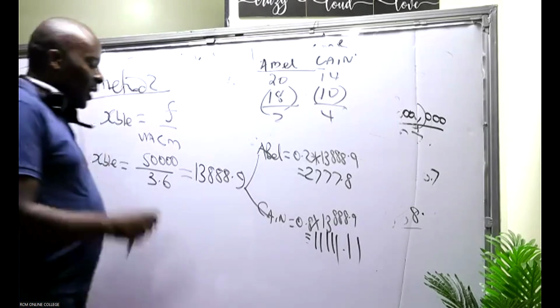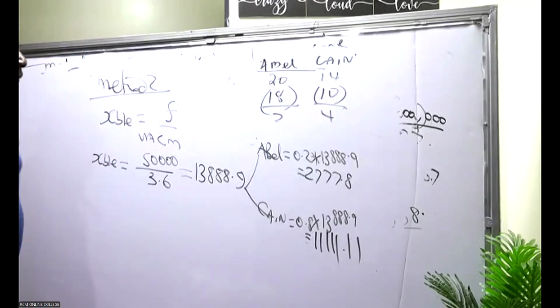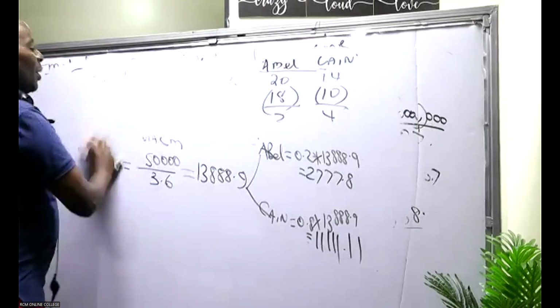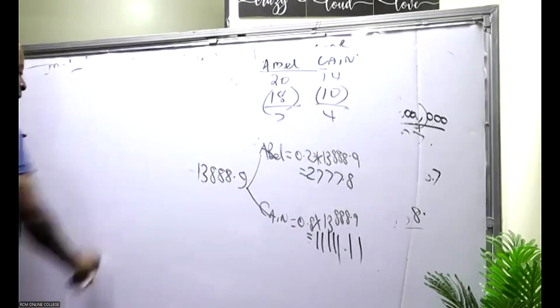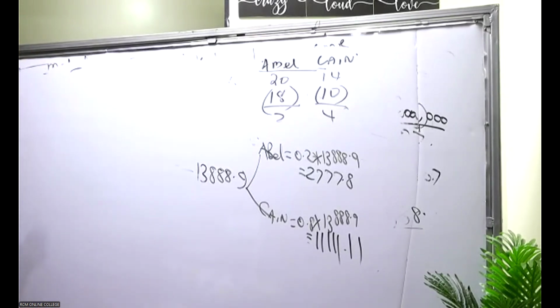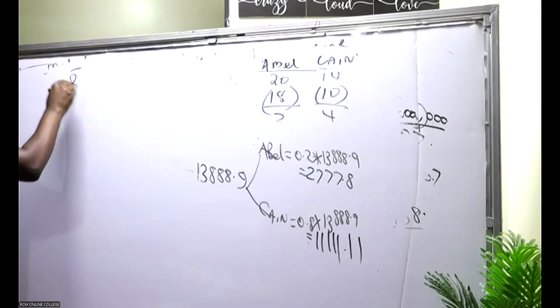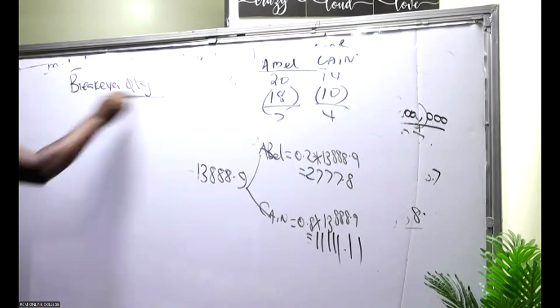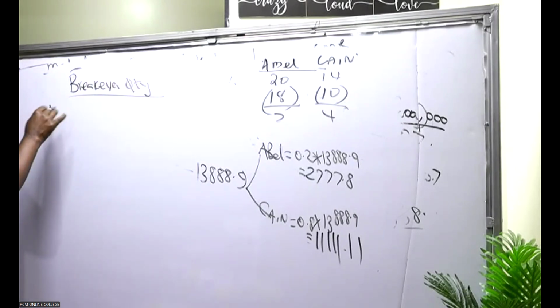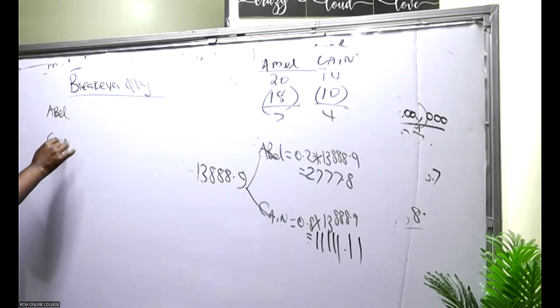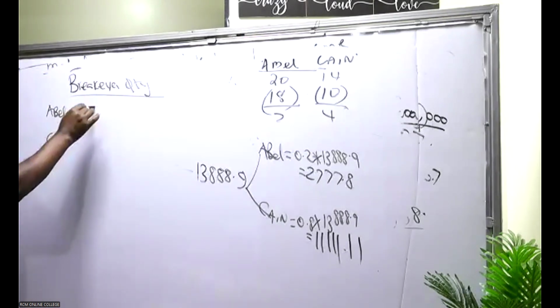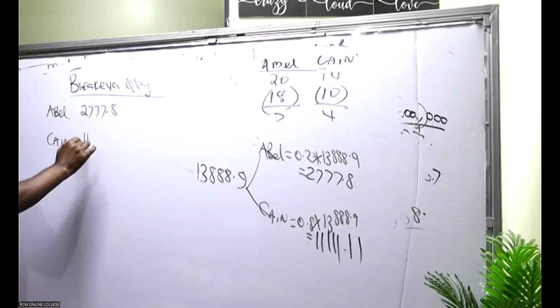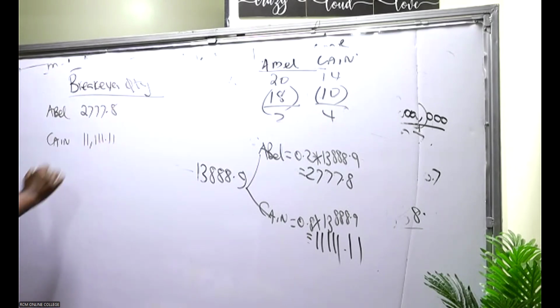So then we have the break-even quantities. So we have here Abel and Cain. So Abel is 2777.8. This is 11.11.